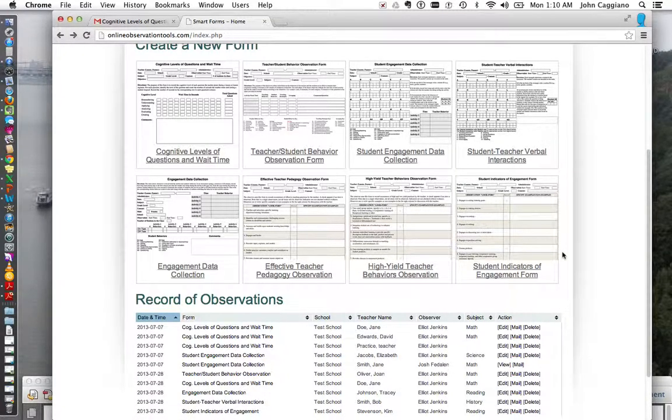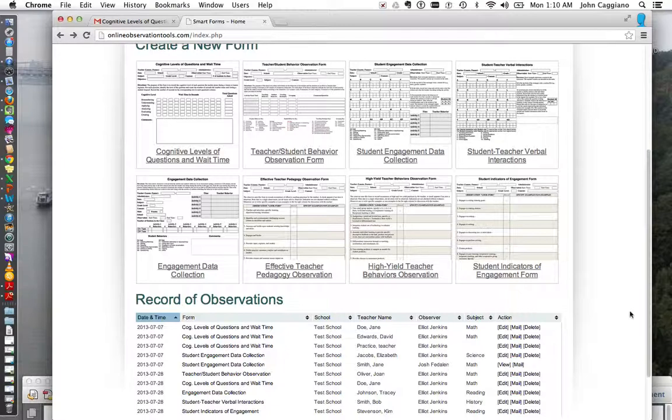All three of these forms are based on the work of Dr. John Hattie, the author of Visible Learning, a synthesis of over 800 meta-analyses relating to achievement. These forms were designed in a collaborative effort between the School University Research Network at the College of William & Mary and the Virginia Department of Education's Office of School Improvement.